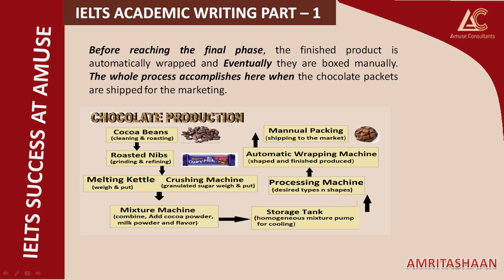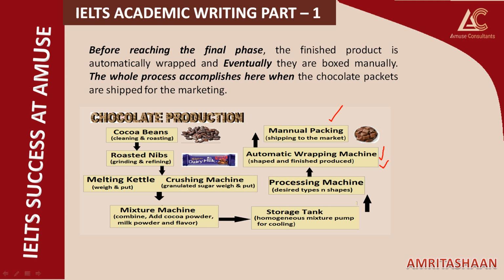And then, dear learners, I think that we are now at the last stages where we are talking about automatic wrapping. The shaped and the finished products are automatically wrapped and manual packing shipping to the market. So let's see how these two things are covered here. Before reaching the final stage, we are talking about this part. Before reaching the final phase, the finished product is automatically wrapped. Yes, it is being wrapped here. And eventually, now we are talking about the final part.